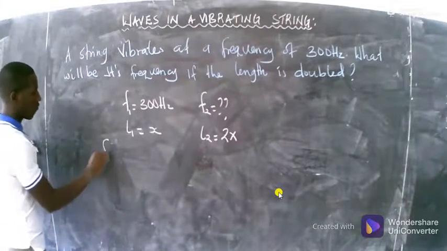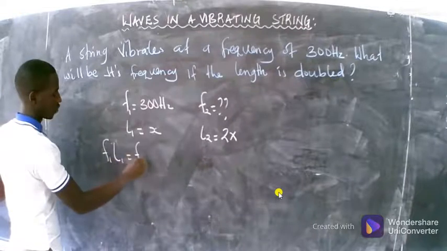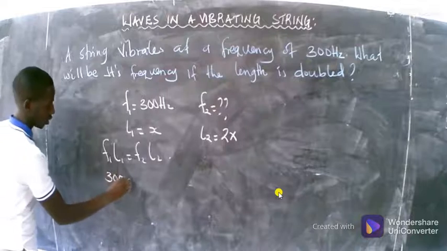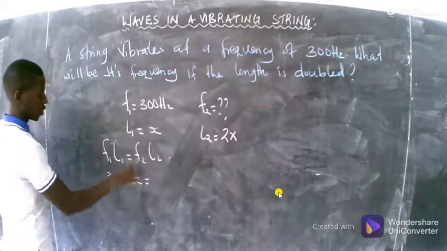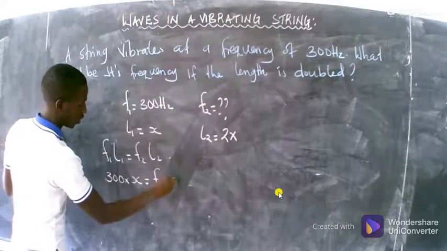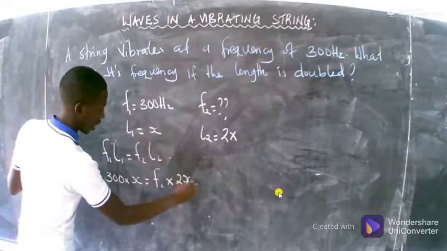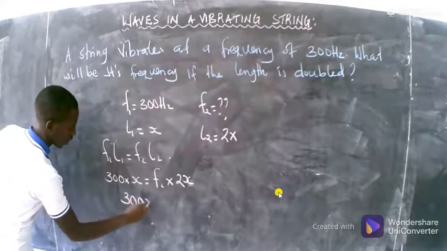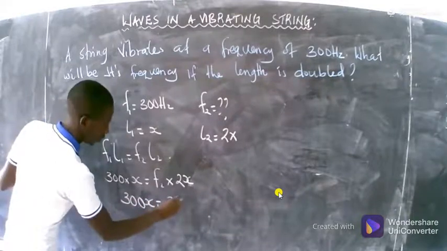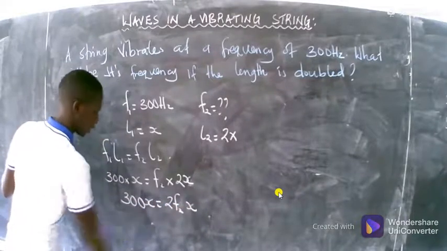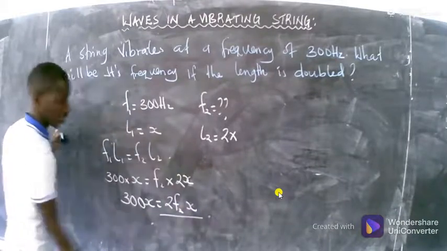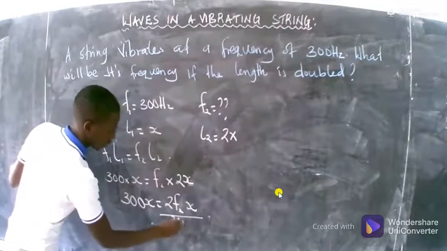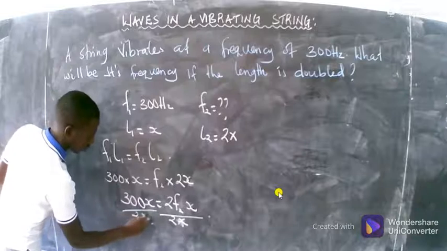So we say F1 L1 is equal to F2 L2. F1 is 300 times x should be equal to F2, which we are looking for, times 2x. So this is 300x. 300x should be equal to 2 F2 x. Then I divide all through by 2x. Remember, I want to make F2 the subject of the formula.